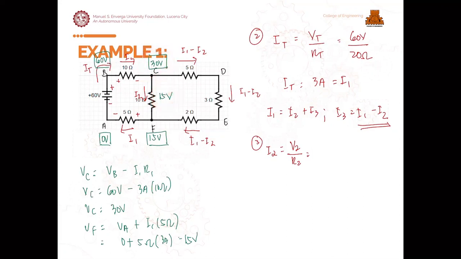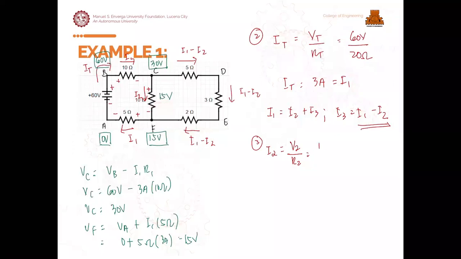Then, since the direction of our current is going downwards, it enters at the positive and exits at the negative. So from 30 volts, going towards negative, it becomes 15, meaning 15 was lost. It passed through the resistor, so 15 was dropped across it. So this is the solution.